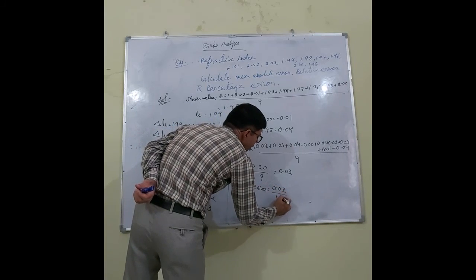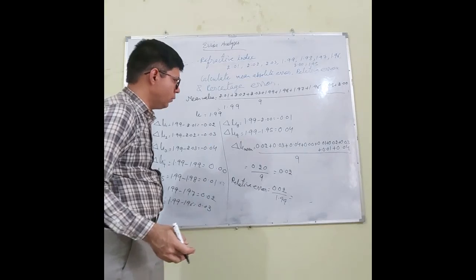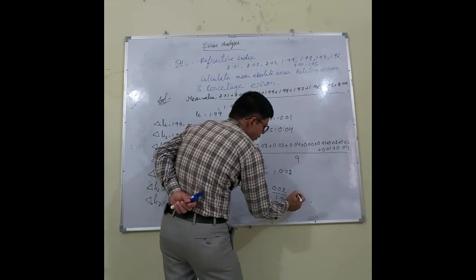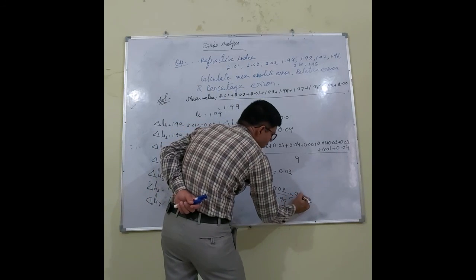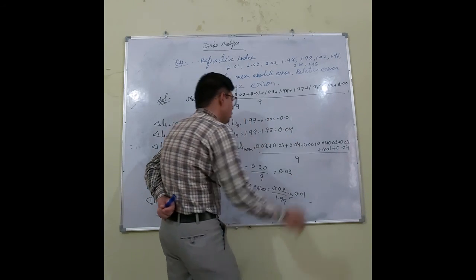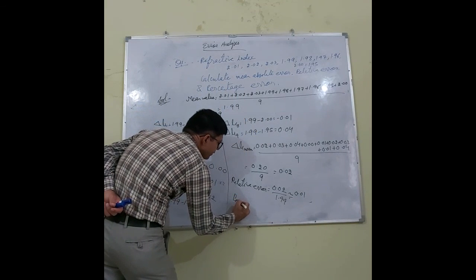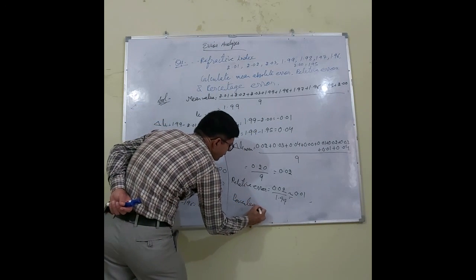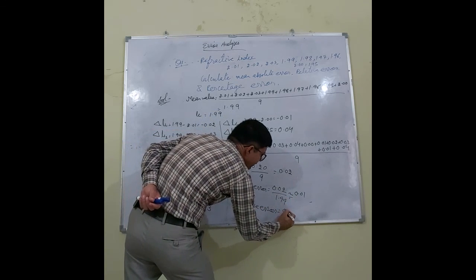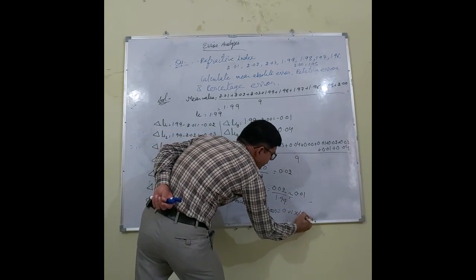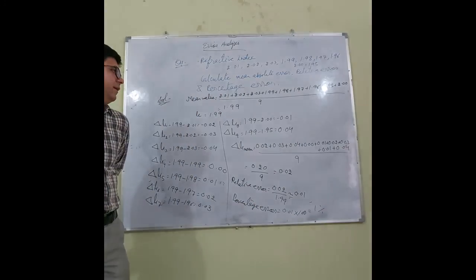So what is the relative error? 0.02 divided by 1.99. It is closer to 2. So when you do this, it will be approximately equal to 0.01. And what is the percentage error? Percentage error means multiply this by 100. So 1% is the percentage error, right?